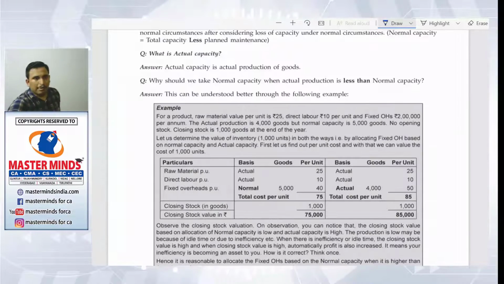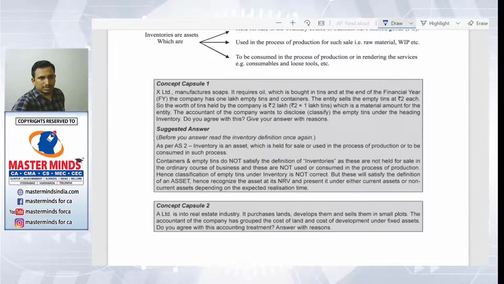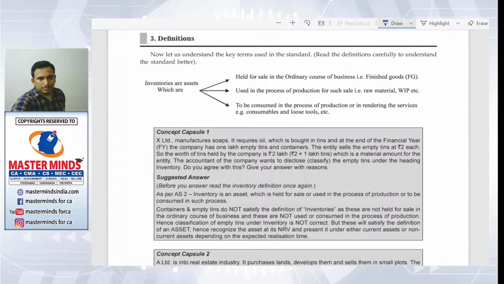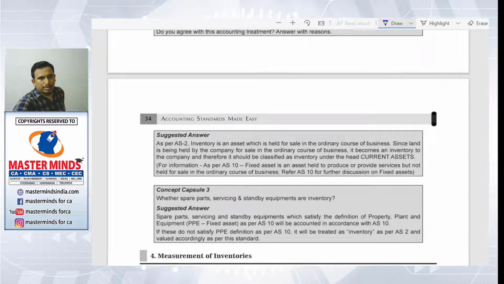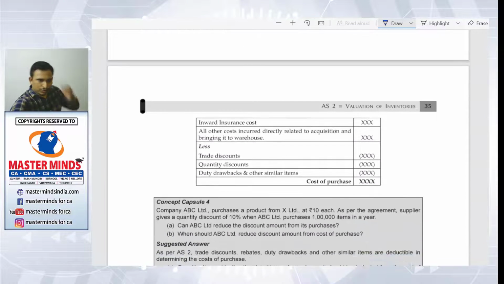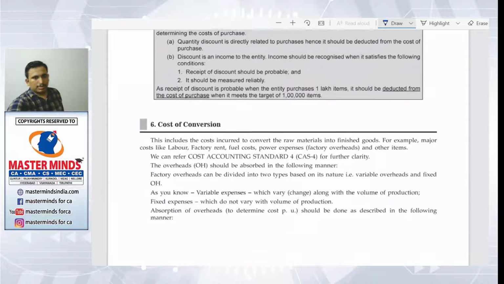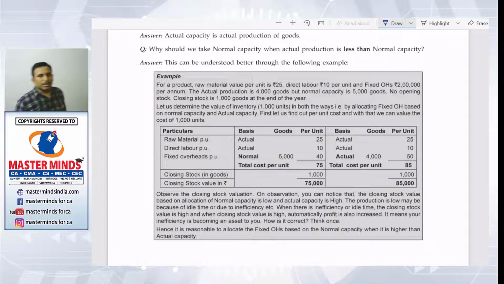First, a few important questions based on this. Just wait. Let us go to a few important questions. First one, this allocation. So observe carefully. Fixed overheads allocation. We'll deal with a few questions and then we'll proceed further.